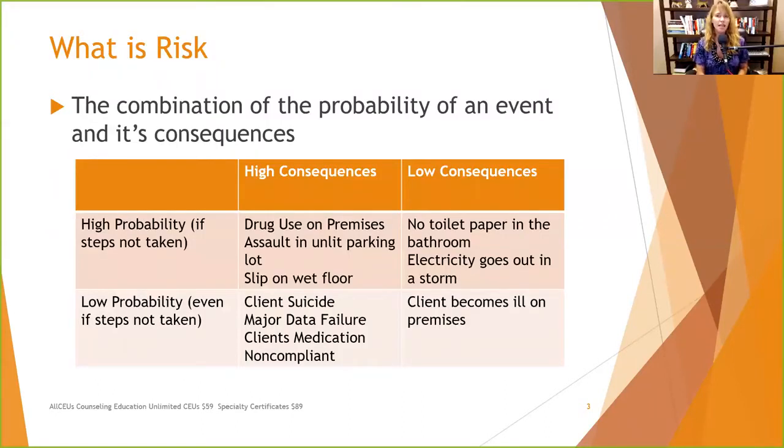Risk is the combination of the probability of an event and its consequences. So something that has a high probability with low consequences is less risky, if you will, in terms of the viability of your practice, your organization, than something that has a high probability with high consequences. Some examples I came up with: high consequences, high probability.